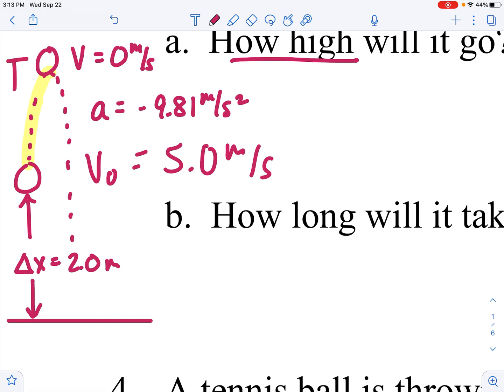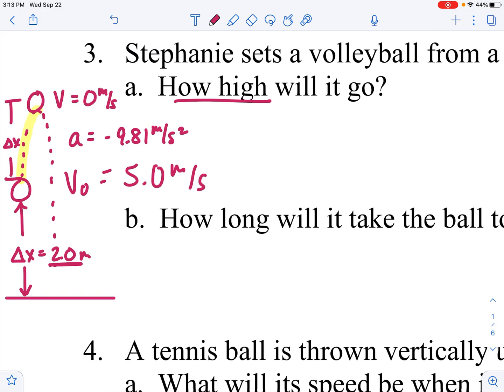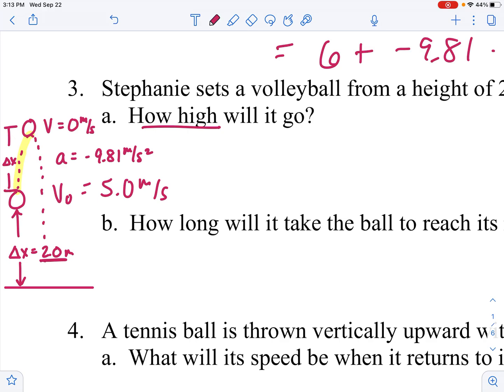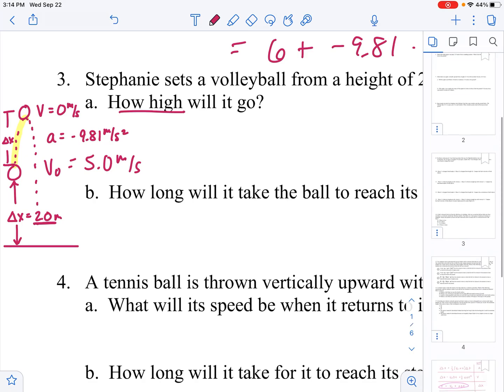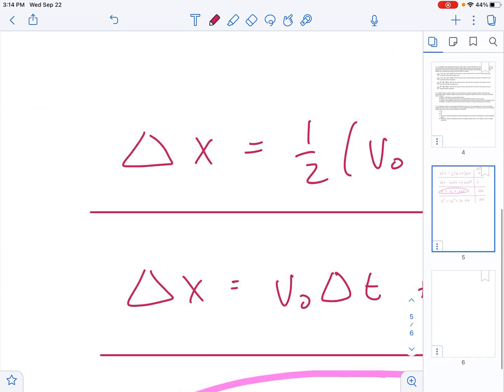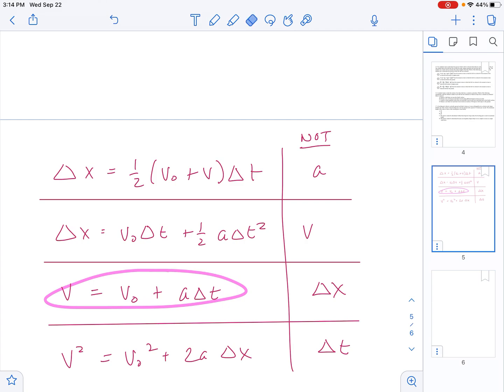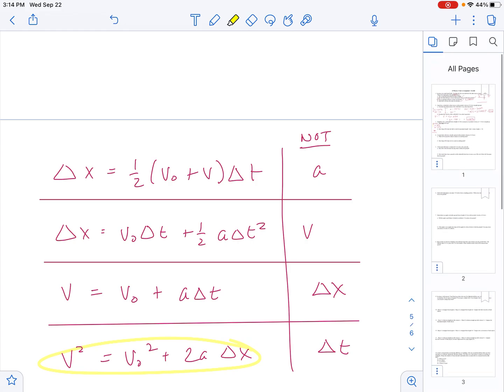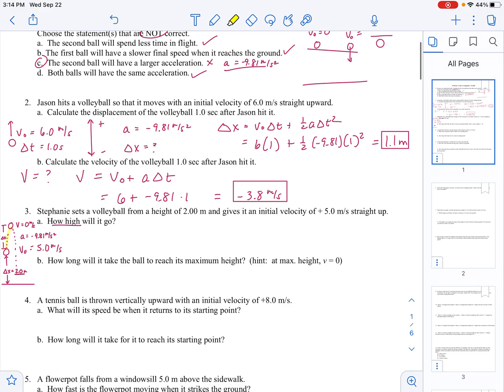So I am looking for delta x above its initial starting height of 2 meters. It's a little confusing because we've actually got two measurements of height here, but one is the starting height and one is how much higher it will go. So I've got final velocity, initial velocity, acceleration, and delta x. If I go back to my equations, I'm going to use that last equation there. I'll go back here and write it down.